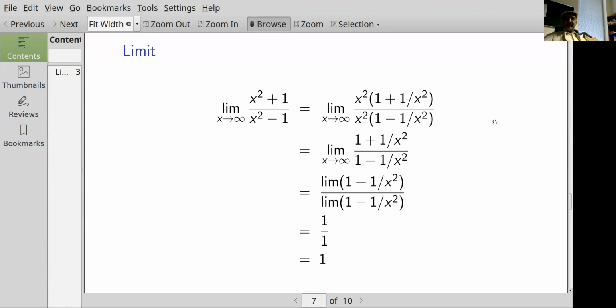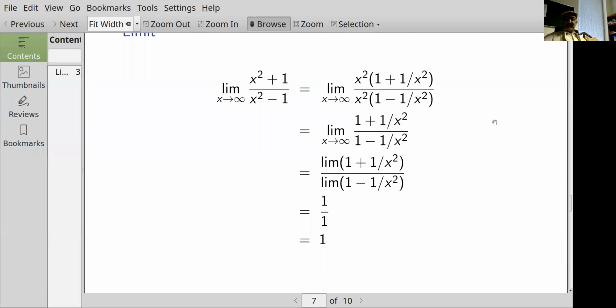Take another one. The limit as x goes to infinity of (x² + 1)/(x² - 1). Factor out the largest powers of x from the numerator and the denominator. In this case, that's x². So you have the limit as x goes to infinity of x² times (1 + 1/x²) on the top, and on the bottom, you have x² times (1 - 1/x²). Because the x's are positive, there's no danger of dividing by 0, so you can cancel out the x²'s.